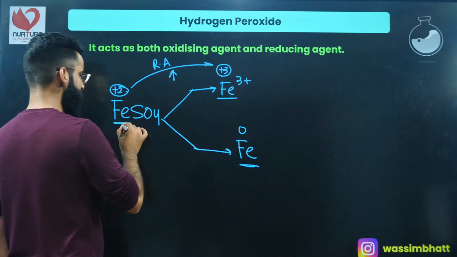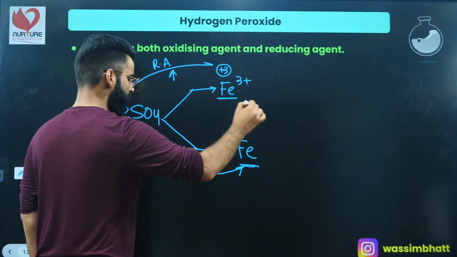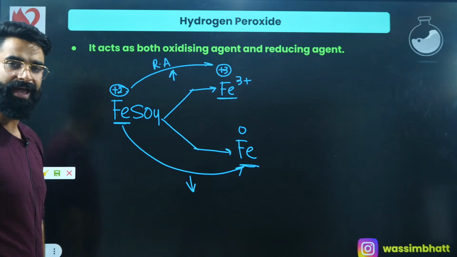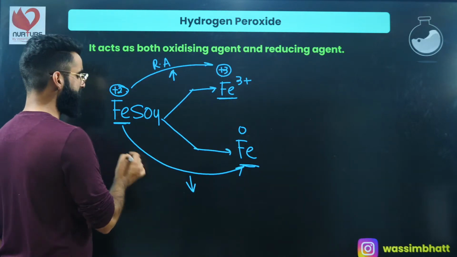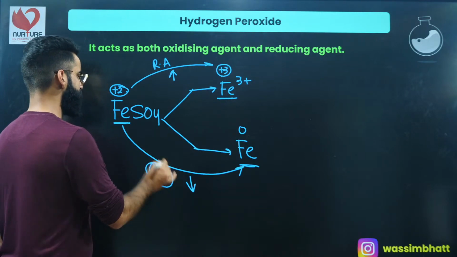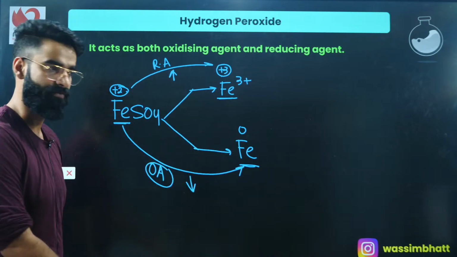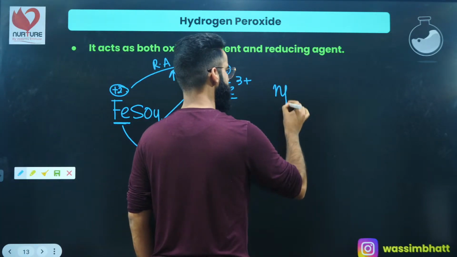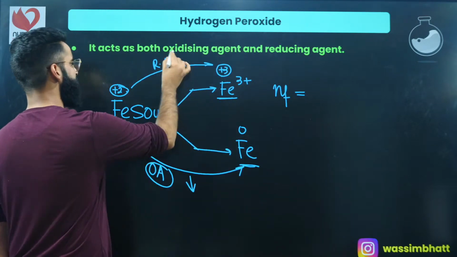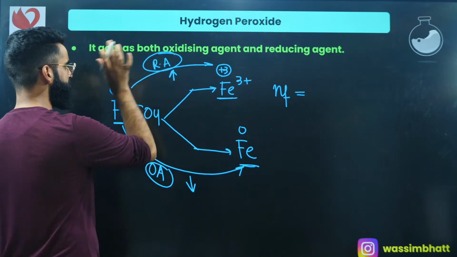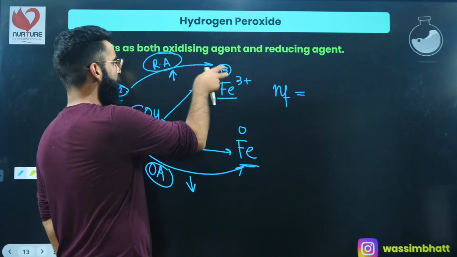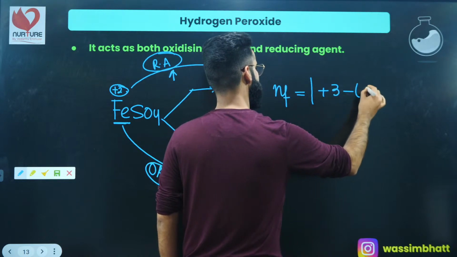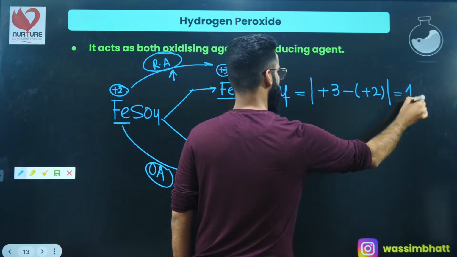Now, +2 to 0, decrease in the oxidation state. Decrease in the oxidation state is what we call reduction, right? Any species which undergoes reduction will be acting like the oxidizing agent. In the second reaction, the same FeSO4 acts as the oxidizing agent, right? Now people, let's calculate the N factor of this FeSO4. N factor of FeSO4 when it acts as a reducing agent will be equal to change in the oxidation state of iron in the first reaction, which is going to be equal to final oxidation state of iron minus initial oxidation state of iron. The value comes out to be 1, right?